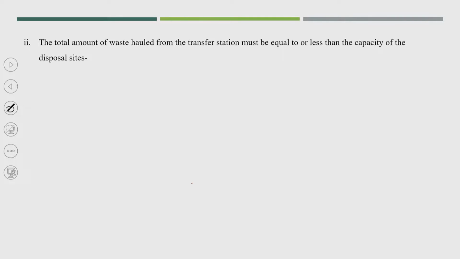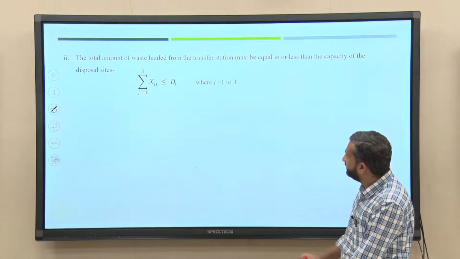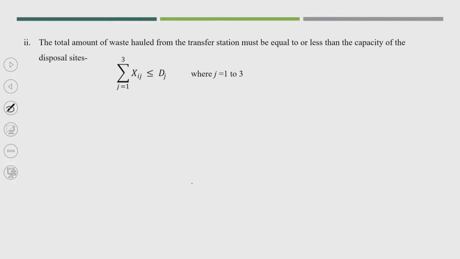This is also a very important constraint that we can write mathematically: x_ij, where j is 1, 2, 3, should be less than or equal to d_j, that is, d_j is the amount of waste hauled to the disposal site, where j is 1 to 3. And the third constraint: the amount of waste hauled from the transfer station must be equal to or greater than 0.